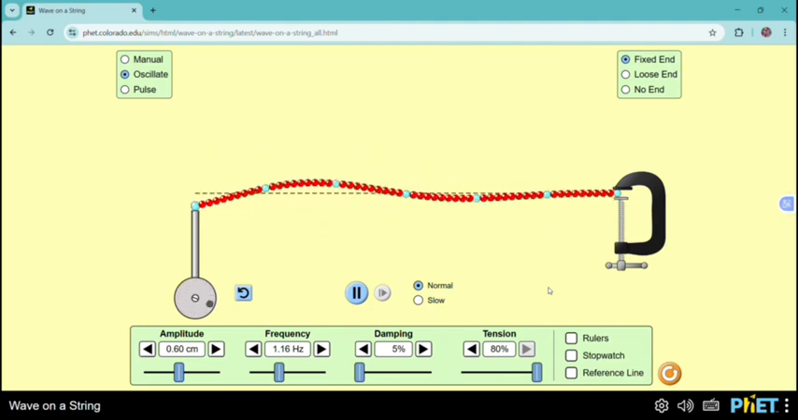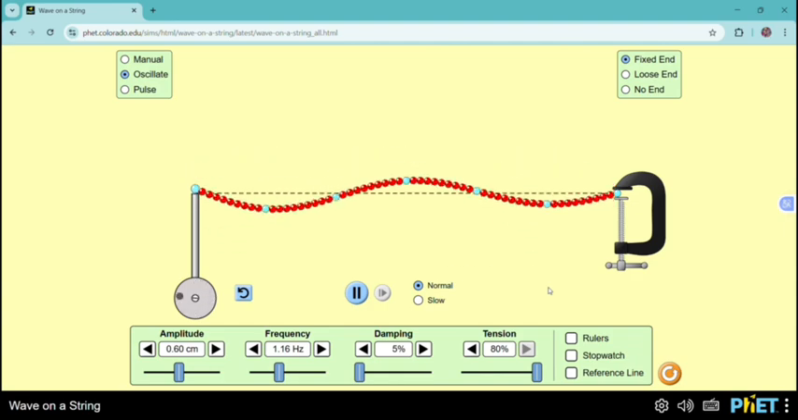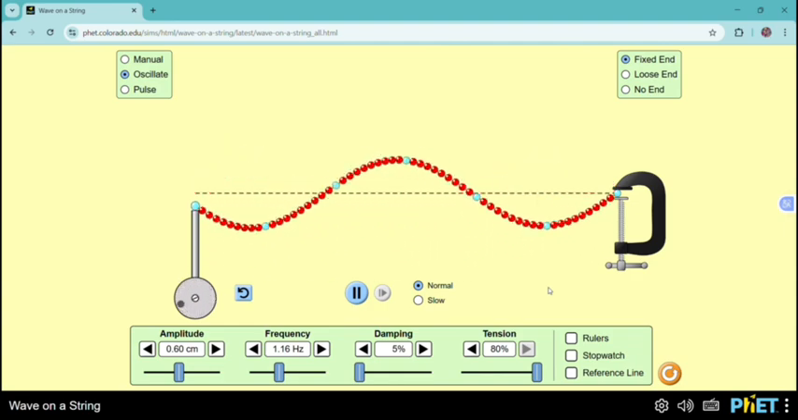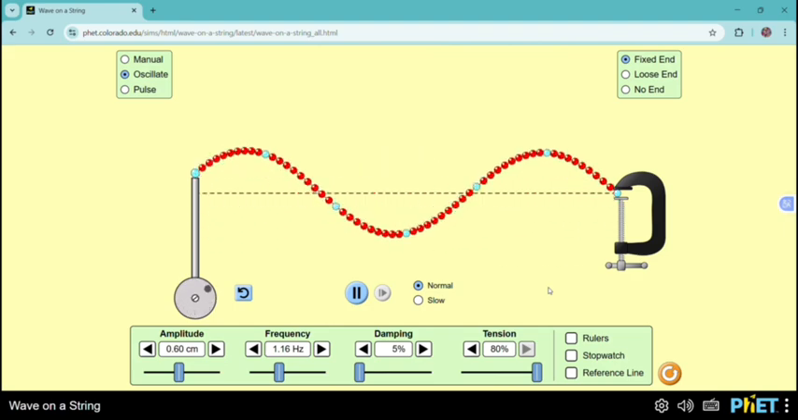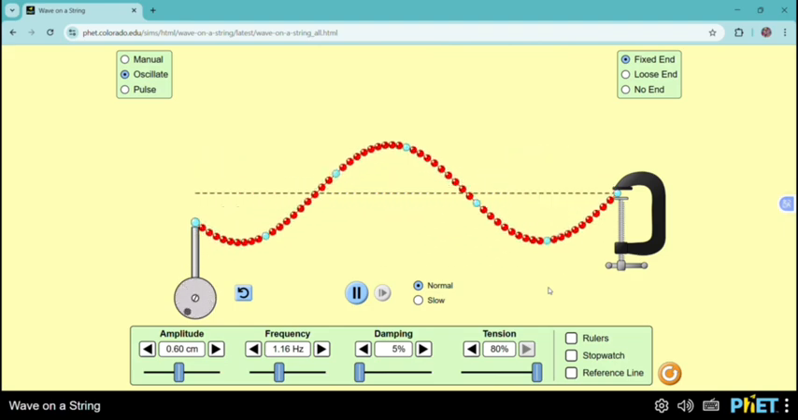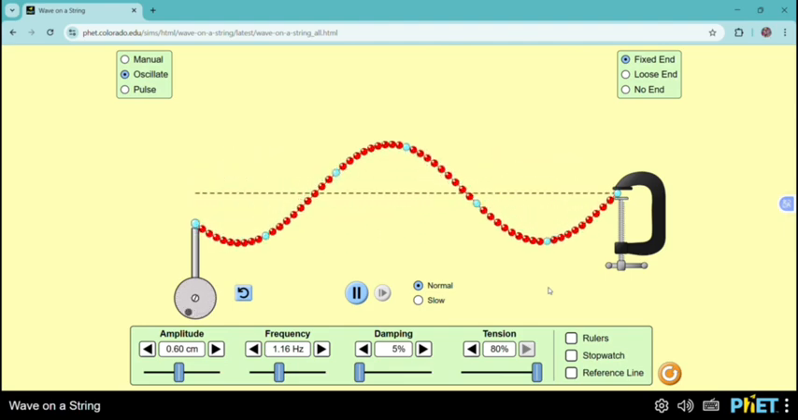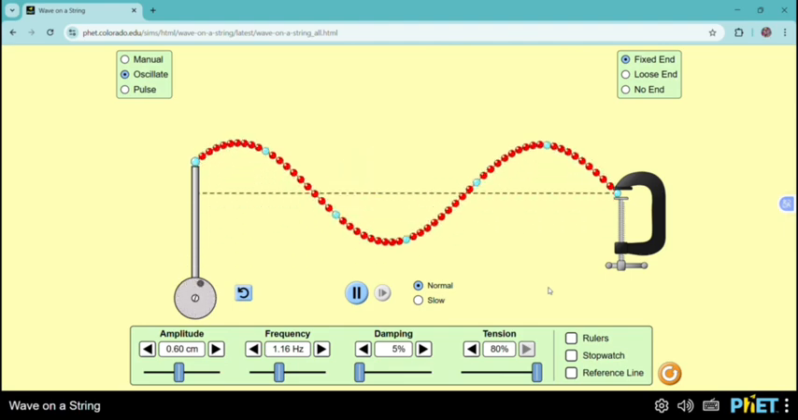Finally, by changing the frequency, we can create the standing wave called harmonics, which have specific patterns of knots and anti-knots. This experiment helped us understand the basic properties and behavior of the wave in different situations. So that's all from us.